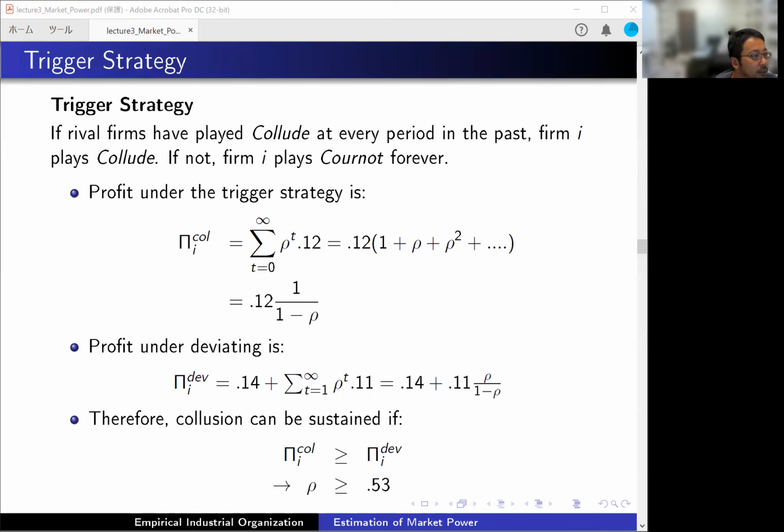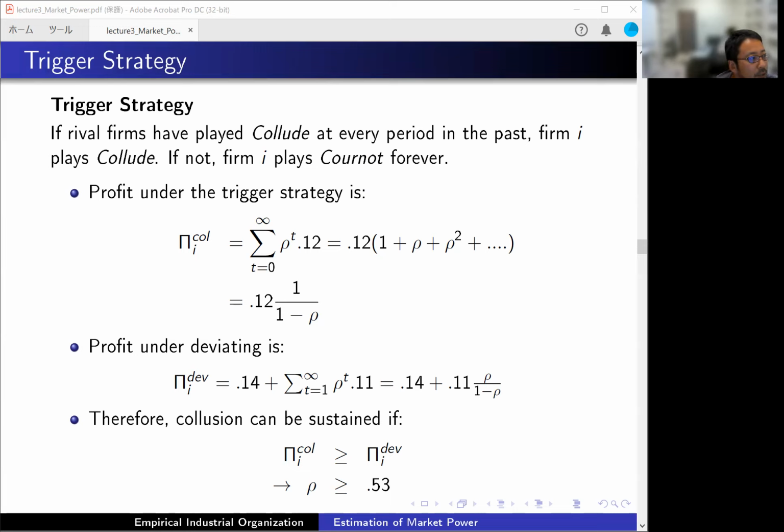It turns out that the so-called trigger strategy could sustain collusion in every period. This strategy says that firm i produces the collusive level of output in every period unless its rival deviates. If the rival deviates, then firm i produces the Cournot level of output forever.